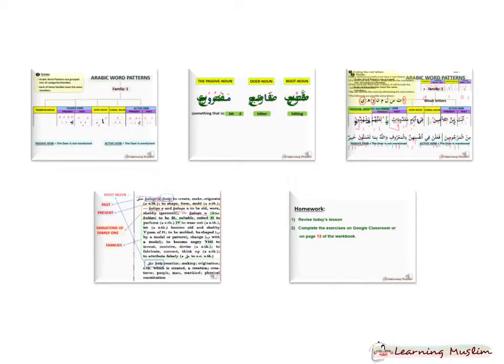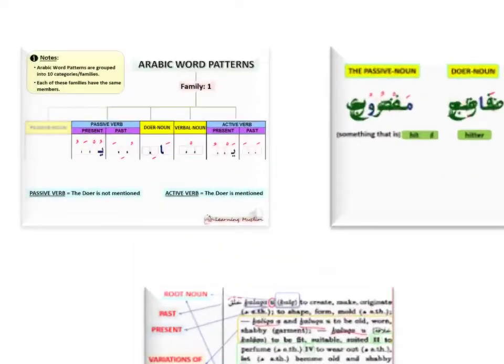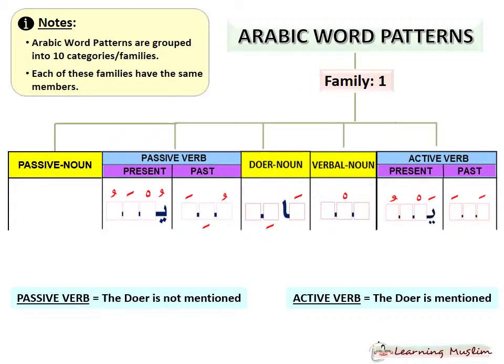Bismillahir Rahmanir Rahim. This is Sarf lesson 6. We have mentioned before that Arabic word patterns are grouped into 10 categories of families, and we are discussing family 1 right now. We have discussed in family 1 the active verb past and present, the verbal noun, the doer noun, the passive verb past and present, and today we will discuss the passive noun, inshallah.